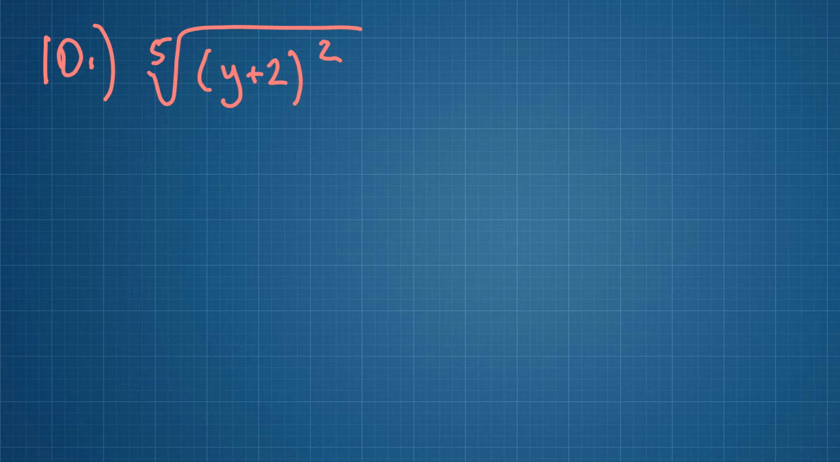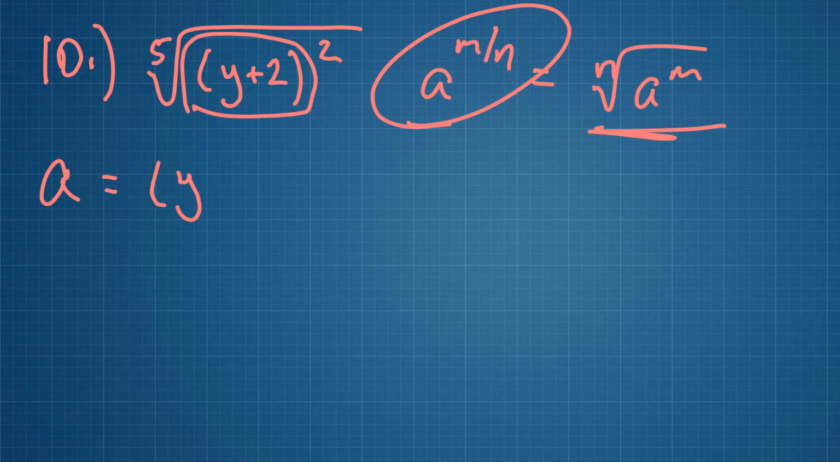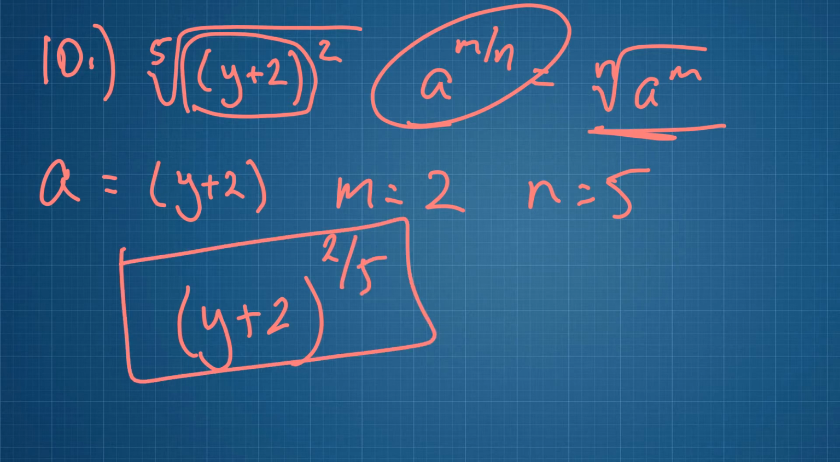Alright, 10, very similar. It's a little bit harder just because of the parentheses and multiple things going on. And we're going to change the formula just a little bit. So the formula we're going to use is the nth root of A to the m. So we're just changing it a little bit. They both mean the same thing algebraically. So I have the radical side, so I'm going to make the fractional exponent side show up. So I say A is the entire part. A is the entire part, y plus 2. M is 2. N is 5. So I just finish this up as y plus 2 all to the 2/5. And that's my final answer. That's it.